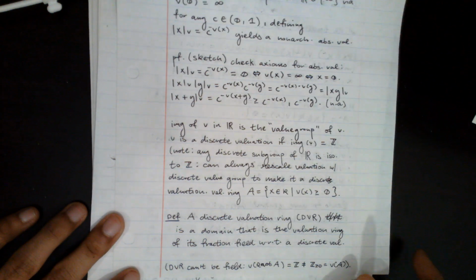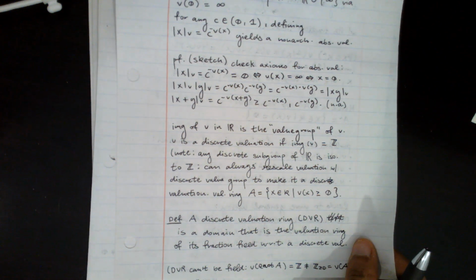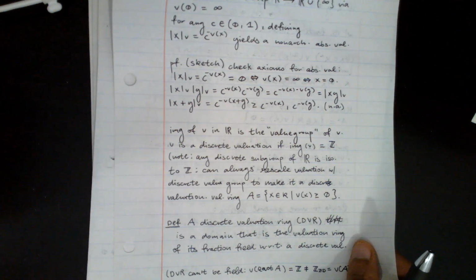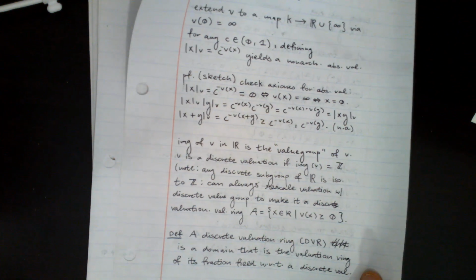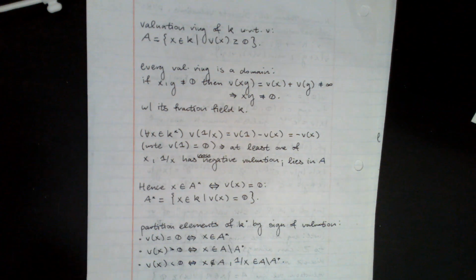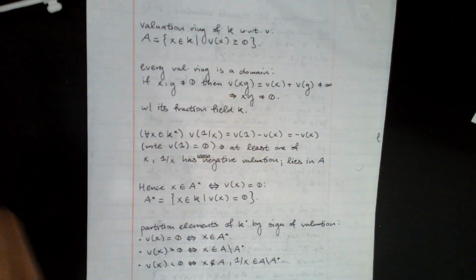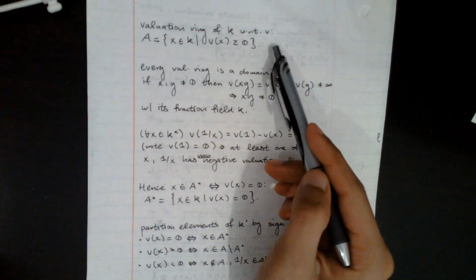Although they're not fields, the idea is that discrete valuation rings are the closest we can get to fields without being fields themselves. Hence, they share very, very nice properties with fields, just being short of them. So let's recall this definition of the valuation ring we looked at in the previous page of a field with respect to a valuation v.